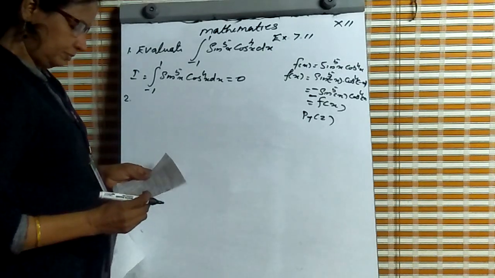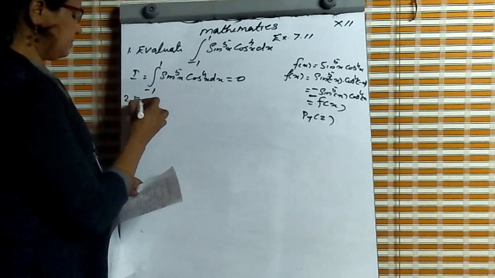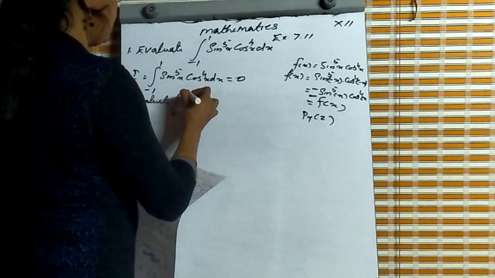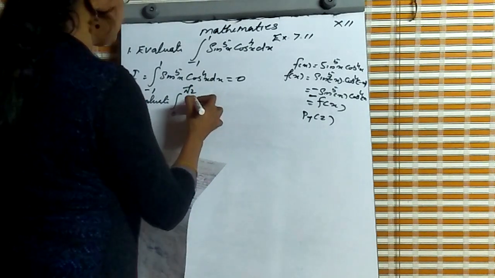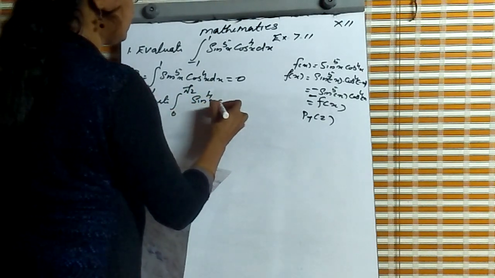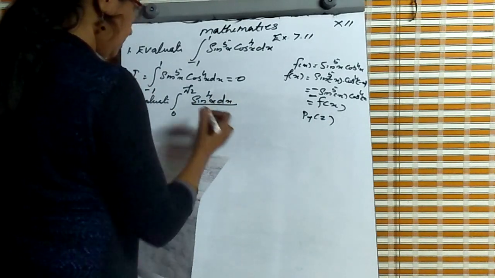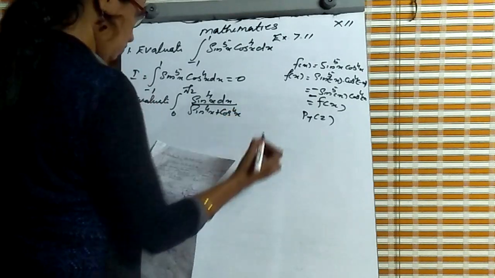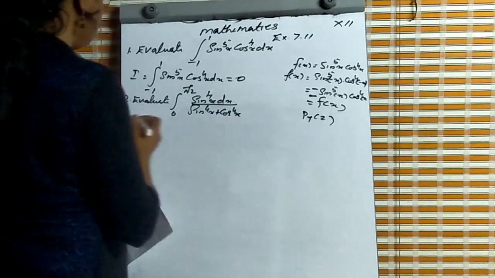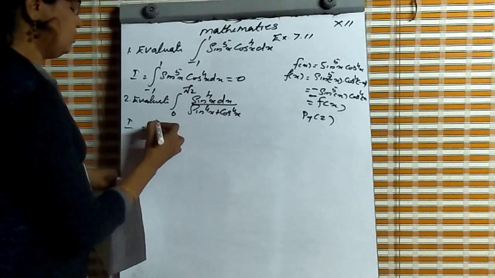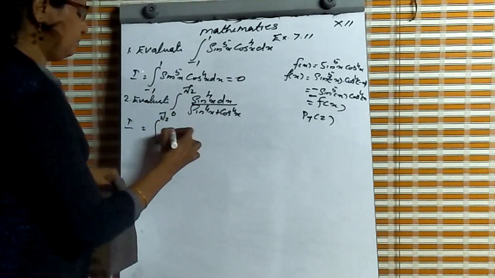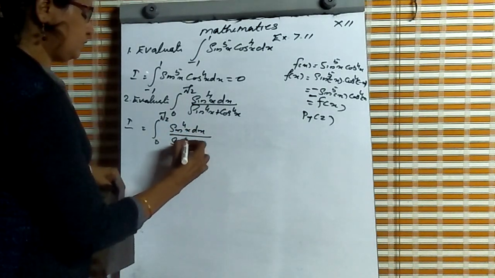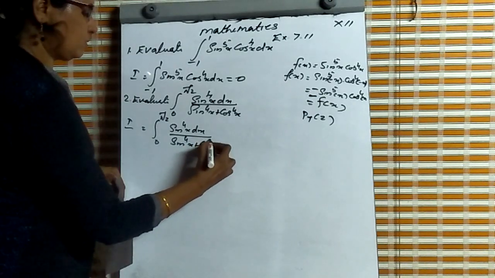Second question. Evaluate the integral from 0 to pi by 2 of sin^4 x dx by sin^4 x plus cos^4 x. Here put I is equal to the integral from 0 to pi by 2 of sin^4 x dx by sin^4 x plus cos^4 x.